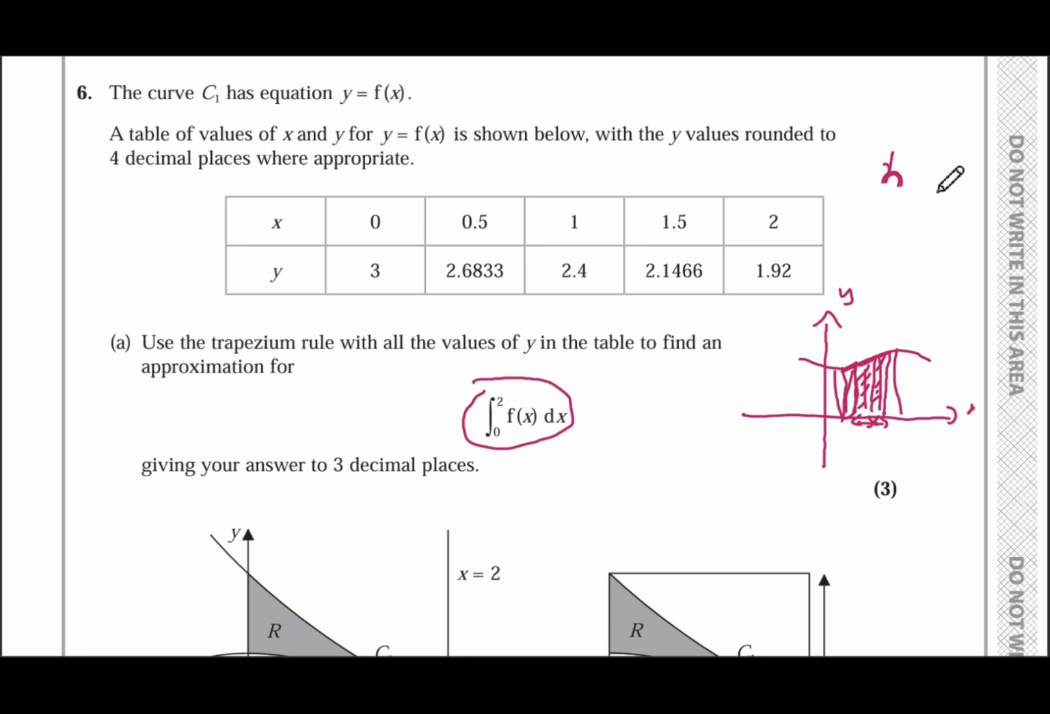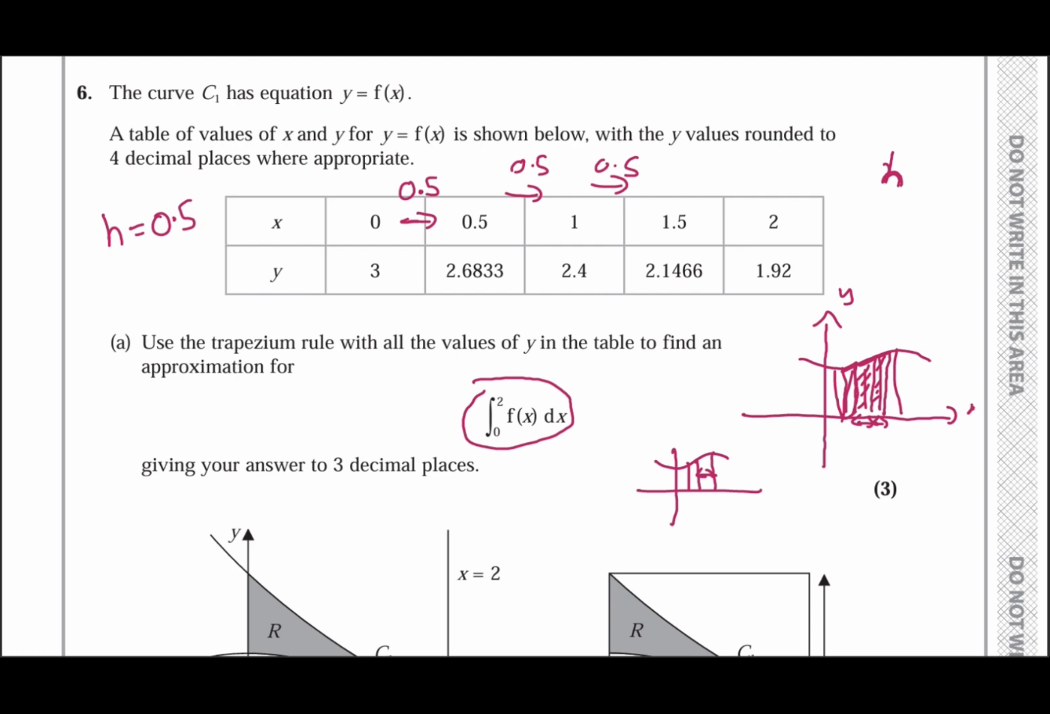So h simply means the width. If I redraw another curve with, let's say, 2 trapeziums, h is the width of one strip of trapezium. To find h, it is simply the difference in x values. Here, from 0 to 0.5 I have a 0.5 difference, from 0.5 to 1 again 0.5, again 0.5, which means my h is 0.5.